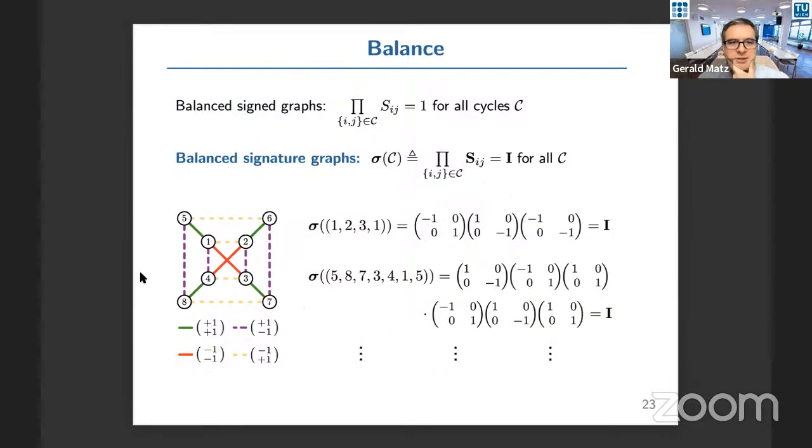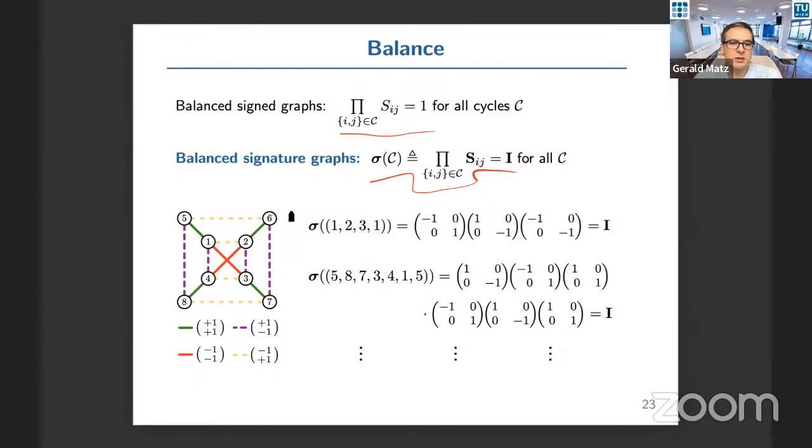Now, I said for signed graphs, balancedness is a big thing. And this is actually also true for signature graphs. So there's a generalization that's possible. And specifically, the constraint that the product of the signs along any cycle must be equal to 1 that we had in signed graphs, we can generalize to signature graphs by requiring that the product of the signature matrices along any cycle must be equal to the identity matrix, which is the generalization of the one, right?